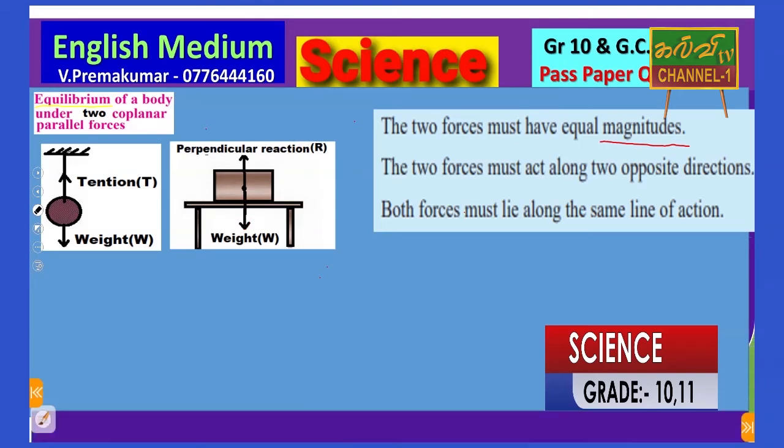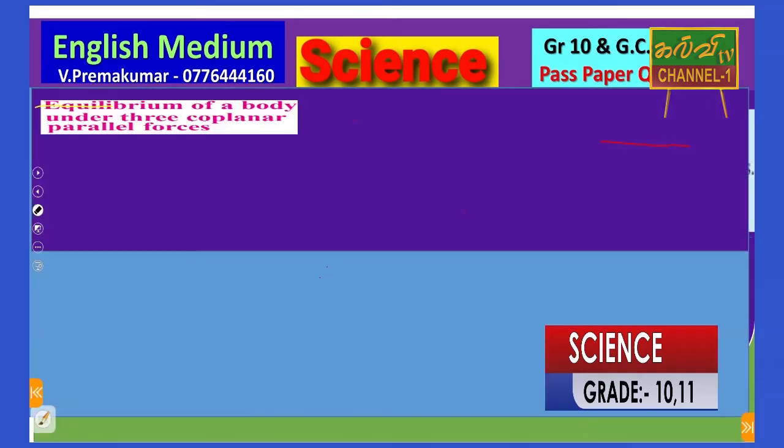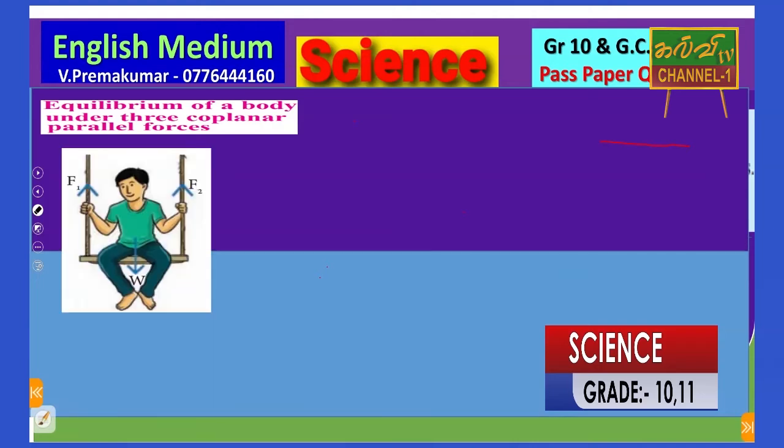Now we will study the three forces, right? Equilibrium for three forces. Because here, one force here and one force here, say for example 100 Newton, this is 100 Newton. This also is 100, so this is 200.